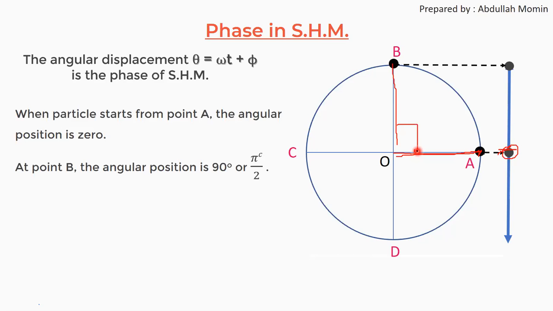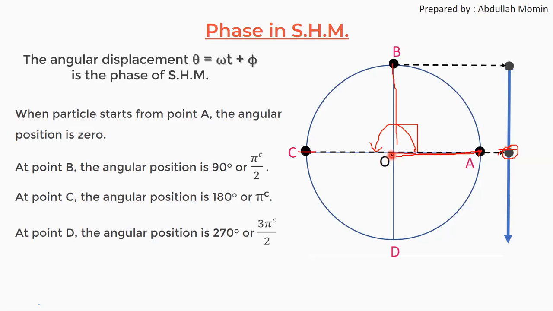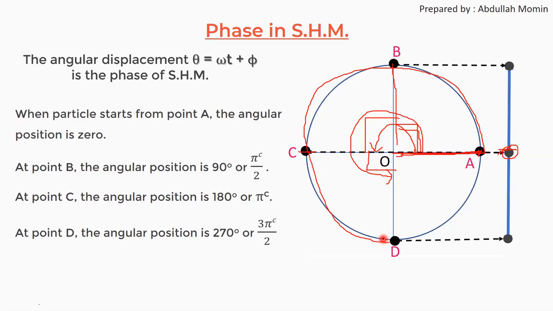Now the particle continues its motion and it reaches point C. So now the total angle made by this particle with the horizontal line OA is 180 degrees or π radian. Next, when the particle moves to point D, the angular position is 270 degrees with this line OA, this 90 plus 90 plus 90. The total angle covered by this particle while moving from point A to point D is 270 degrees, or in radians 3π/2 radian. So the image of that particle will be somewhere here.